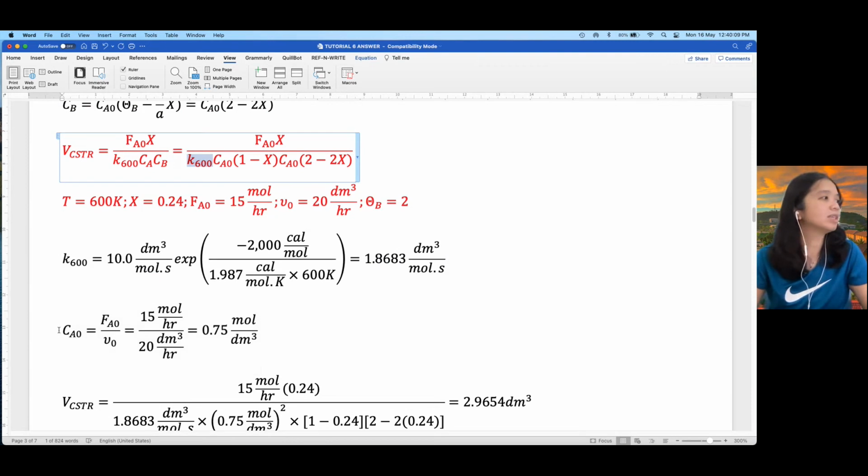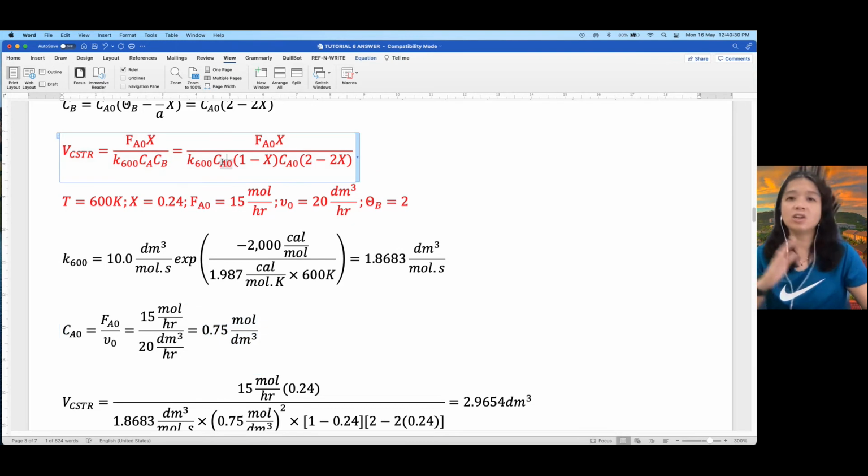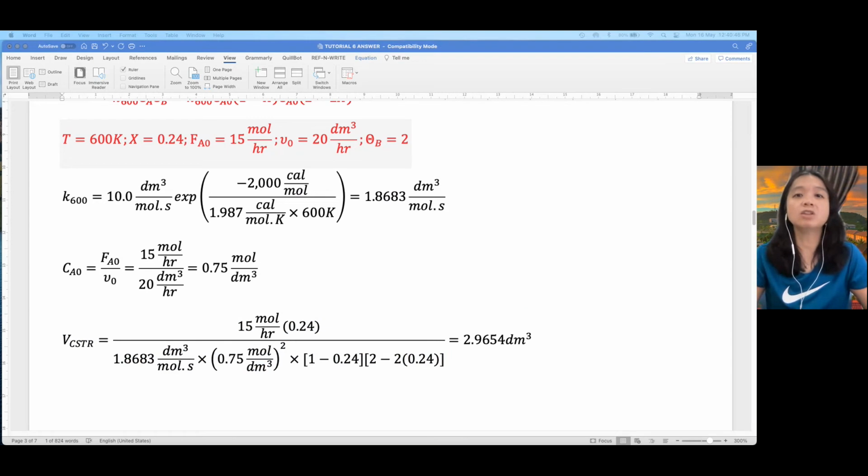Next, CA naught. CA naught in the question, we were not given. However, we were provided with FA naught and epsilon naught. If I know the initial molar flow rate and the initial volumetric flow rate, I can surely find CA naught by dividing FA naught by the volumetric flow rate. So I get 0.75. CA naught done. X again is 0.24. If you solve this correctly, you should be able to get the volume as 2.9654 dm cube per hour. So this is the answer for question number 2.